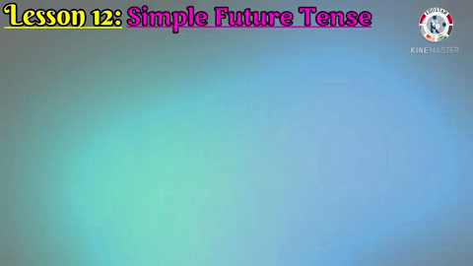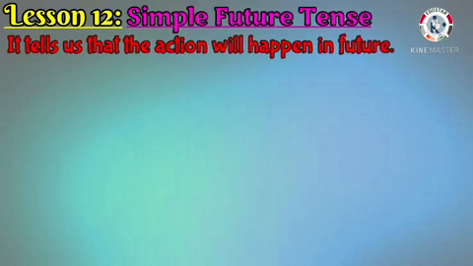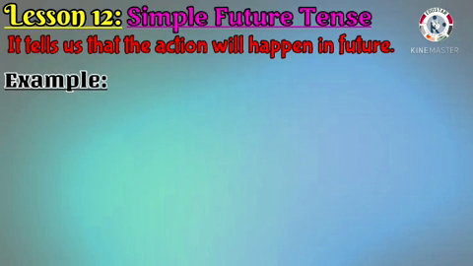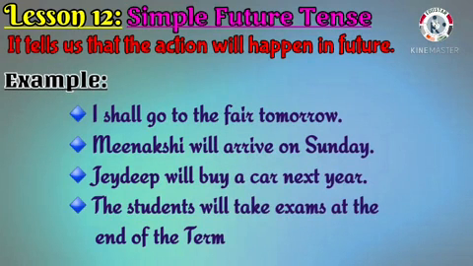Next, lesson 12, simple future tense. The simple future tense tells us that the action will happen in future. For example, I shall go to the fair tomorrow. Meenakshi will arrive on Sunday. Jaideep will buy a car next year. The students will take exams at the end of the term. These sentences tell us that the actions will happen in future. So these sentences are in the simple future form.